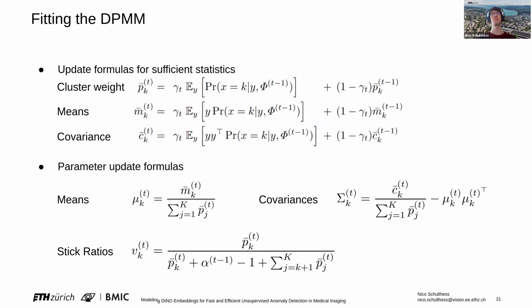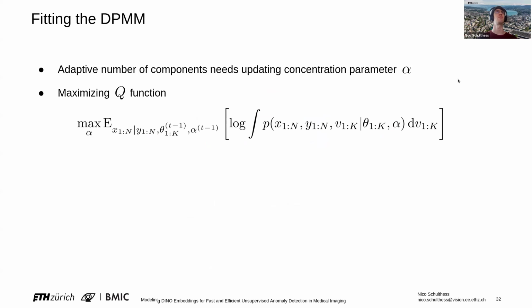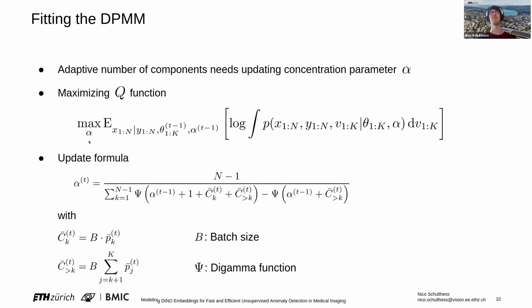Now, initially I promised that also the number of components will be adapted to the data, and this is only possible if you also update the concentration parameter alpha. So for that, we again formulate the Q function and maximize this for alpha. And when you run through all the derivation and all the math, you end up with this update formula for alpha.